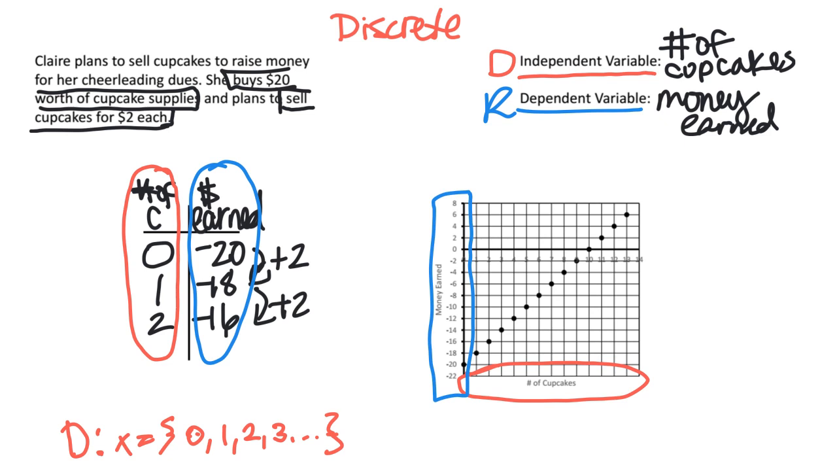So when I write the range, I know that all the numbers in the range have to be representative of the money that she's earned from the cupcakes. So I'm going to start with the lowest amount of money she's earned from selling, which is negative $20. Then we have negative $18, negative $16, and it goes on until she runs out of cupcakes. So when we have discrete data, we are going to be listing out our domain and our range.